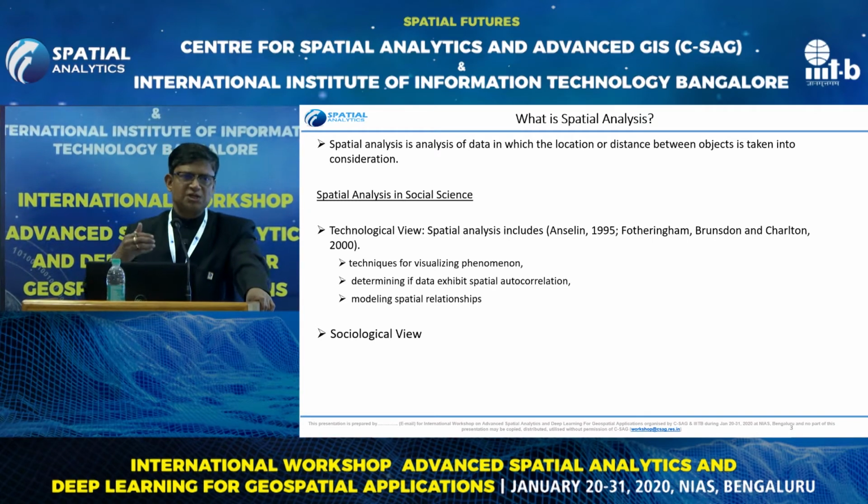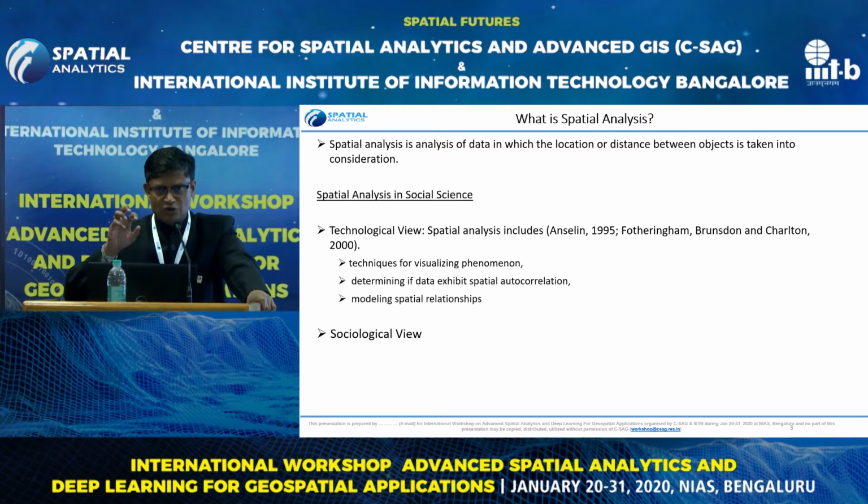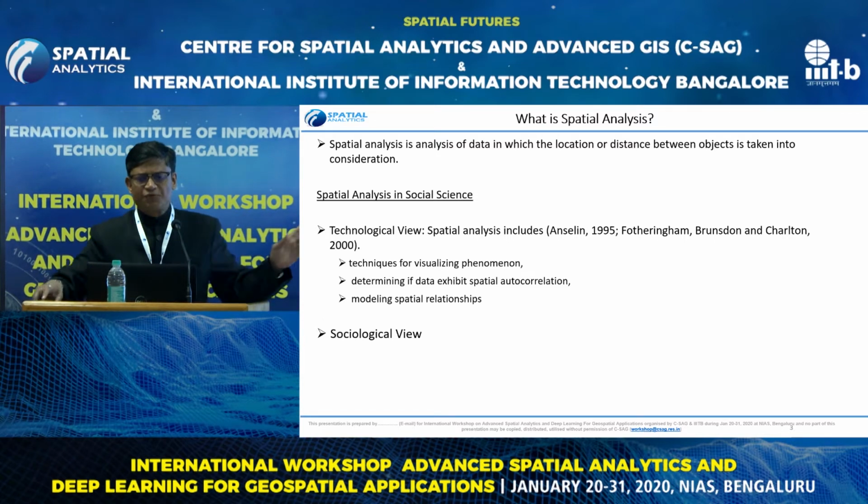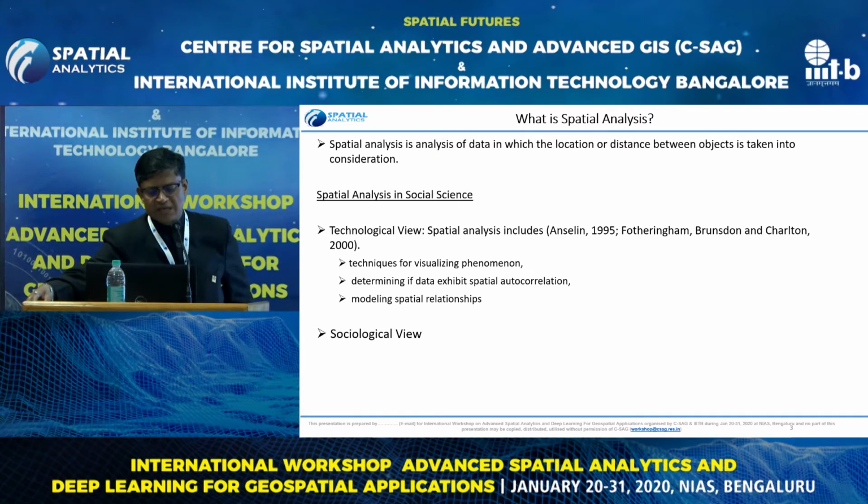Because geospatial science and technology by nature is a technology push, but social science gives you the reality on the field. So in today's world, there is a requirement for the amalgamation of these two. If you see, spatial analysis in social science has 2 views.